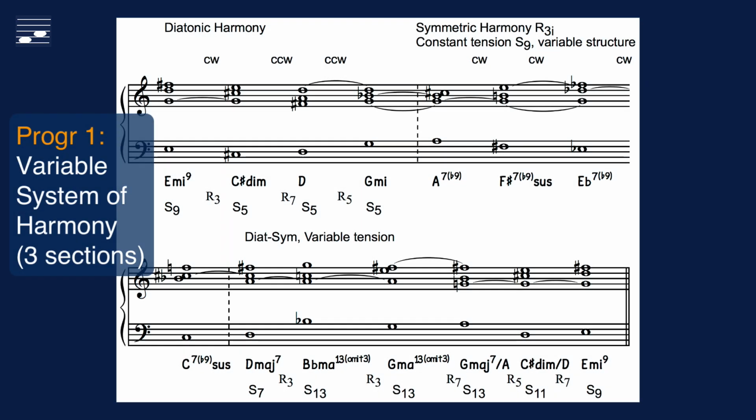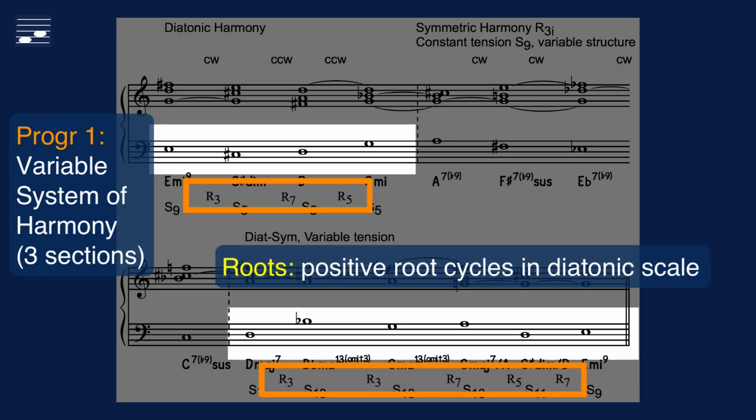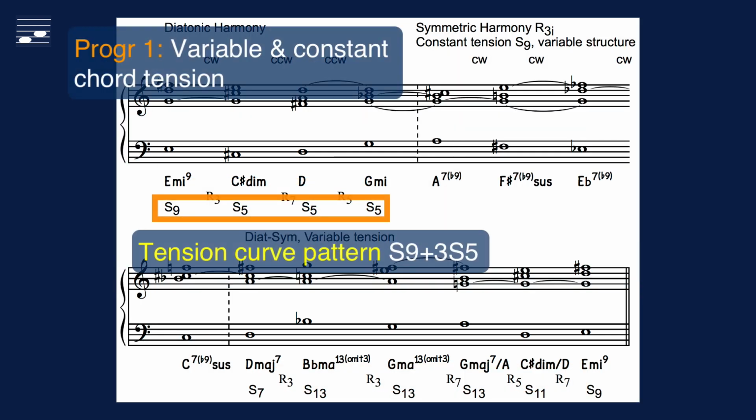The first example progression demonstrates hybrid harmony in the 3 possible systems of harmony, that is, diatonic, symmetric and diatonic symmetric. The diatonic sections use positive root cycles only. Roots are from the given diatonic scale, with the example opening and closing on tonic degree pitch E. In the opening section, the tension is variable, with 1 S9 chord and 3 triads.